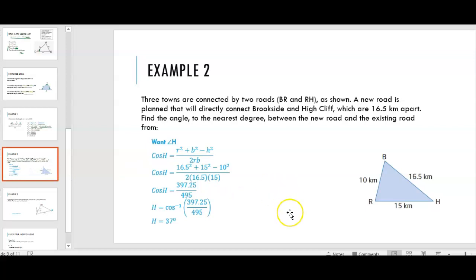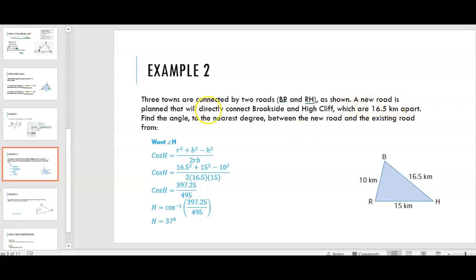Okay, in the second example now, we are given three sides, and we're asked to solve for an angle. Now let's make the connections from the word problem to the diagram, because it's very important. Sometimes you will not be given the diagram and you're going to have to draw the diagram on your own. So, three towns are connected by two roads, BR and RH. There you go, you have the three letters for the triangle that you're going to use, B, R, and H. Here it says as shown, but if you were asked to draw the diagram.